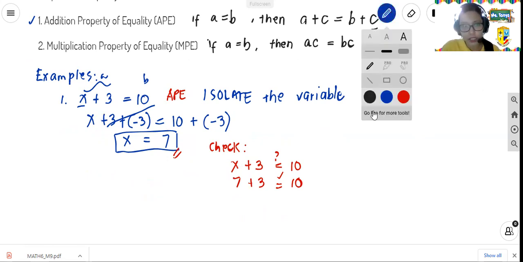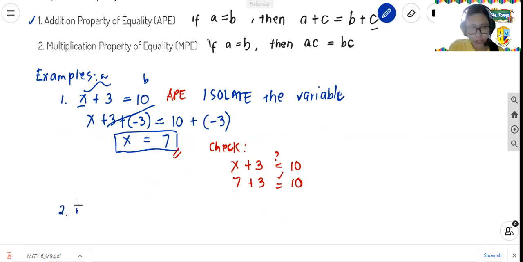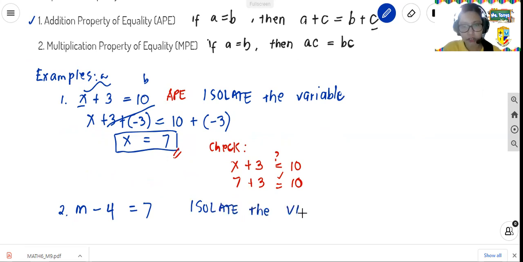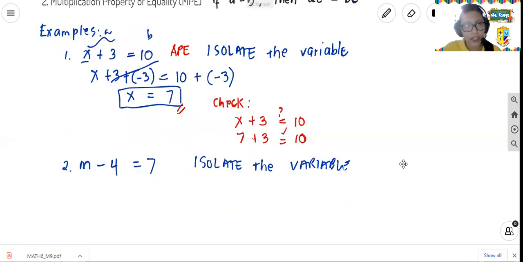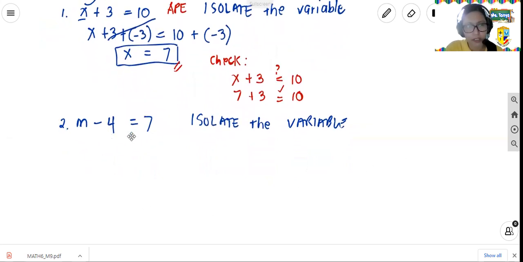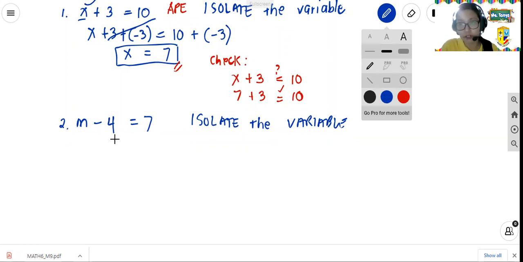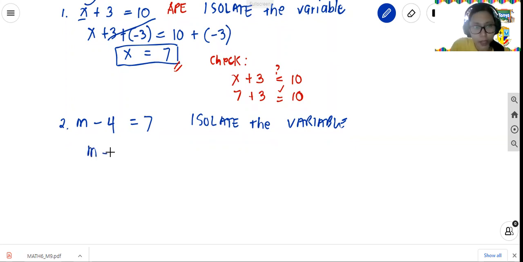So let's try another one. Let's try m minus 4 equals 7. Again, the technique here is we have to isolate the variable. When we say isolate the variable, the variable has to be left alone on one side. Looking at this, m minus 4 equals 7, there's a subtraction sign here. I can also use the addition property of equality by adding the inverse of negative 4, which is positive 4. So using APE, m minus 4 plus 4 is equal to 7 plus 4.